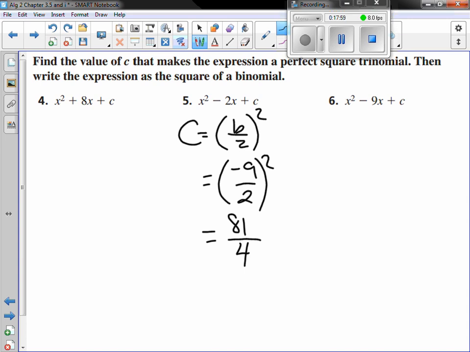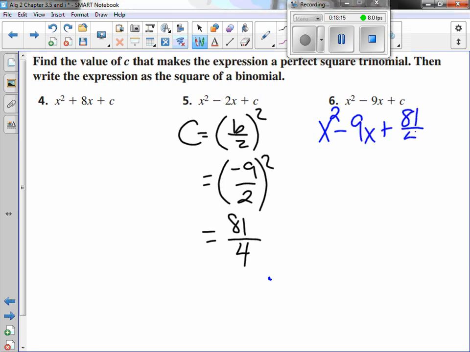Any questions on this here? Most likely, I think Big Ideas Math is going to want this as a fraction. So I would put it as a fraction. Because really at this point, we're just saying x squared minus 9x plus 81 over 4, because we just added it. That's the value of c. Yes?